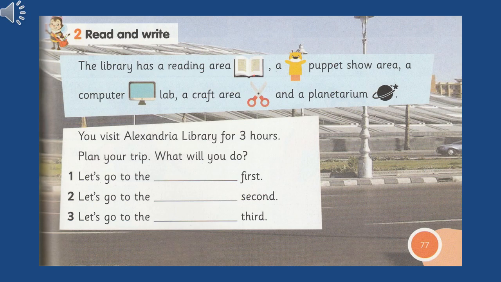So, number 1, let's choose a place. So that will be the first place you will visit. Write its name. Number 2, let's go to the second. So which place would you like to go to? Write it. 3. Let's go to the third. So which is the third place you would like to go to? Choose from these places and write it.